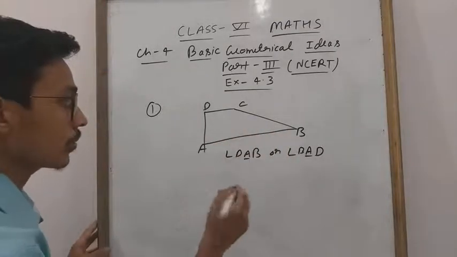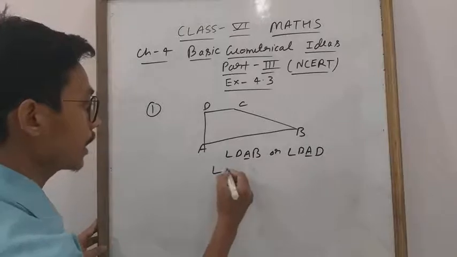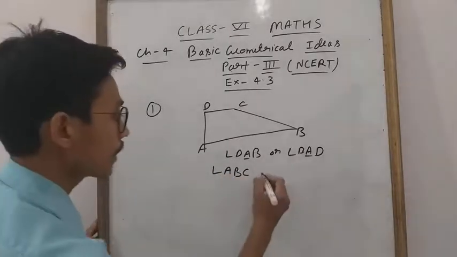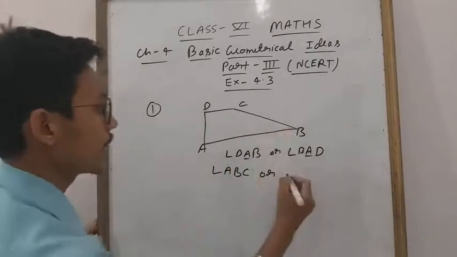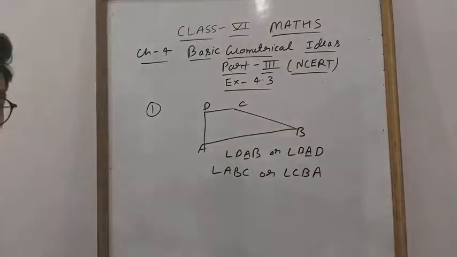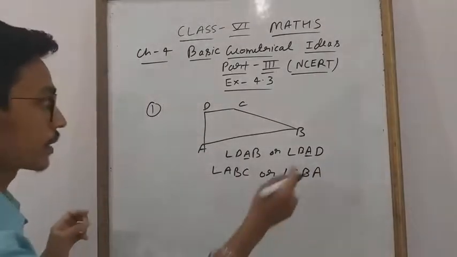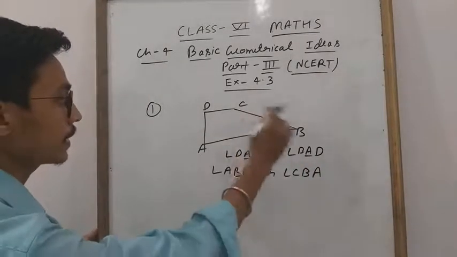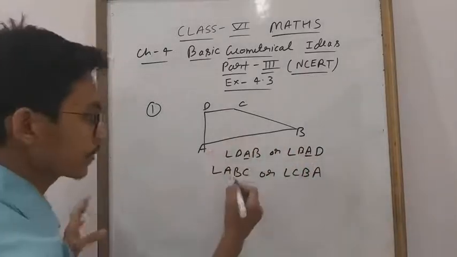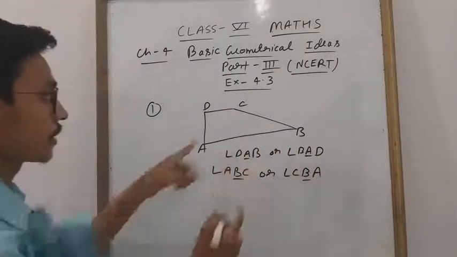Now angle B you have to write down. How will you write it? Angle ABC. You can write angle ABC, or you can write angle CBA. Okay. Now angle ABC and CBA are both the same. Either you have to write this one or this one. Both are the same.